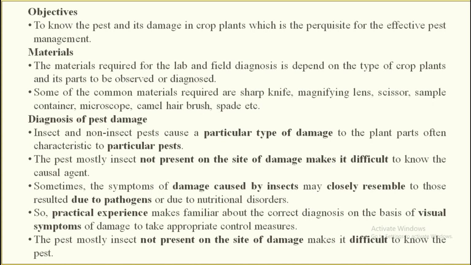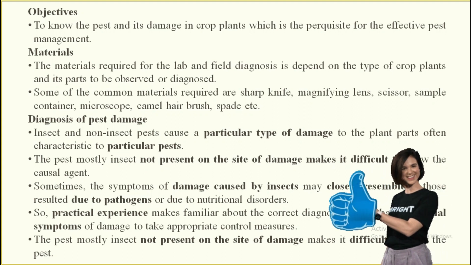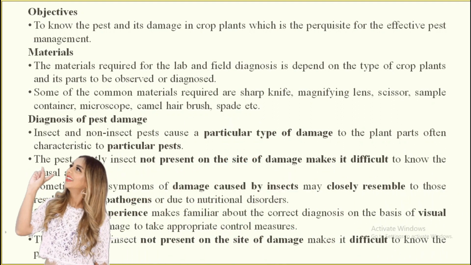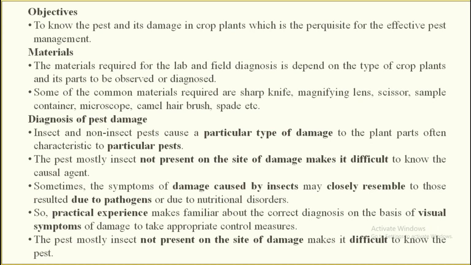Suppose it is in case of some fruit plants, or in case of plantation crops, we may need some scissors to take out the plant sample. Suppose even mites are there, then we need a microscope in the lab. Getting my point or not? So these are the normal materials or tools required for collection of the insect sample or the plant sample. Next one is diagnosis of pest damage.